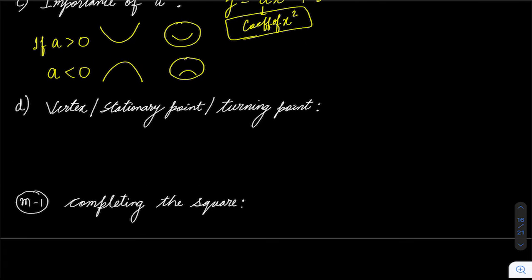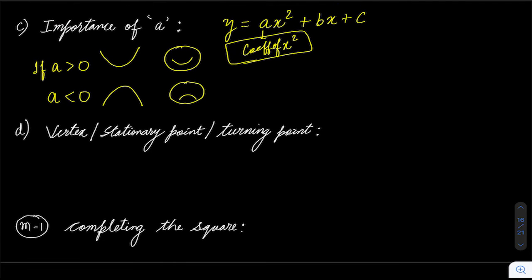The next thing that you need to know is the vertex, stationary point, or turning point. It has a lot of names, depending on the chapter. If you are doing parabola or quadratic in coordinate geometry, then we call it the vertex. If you are using differentiation or derivatives, then we sometimes call it a stationary point or turning point. A lot of names are there, but it actually means the same thing.